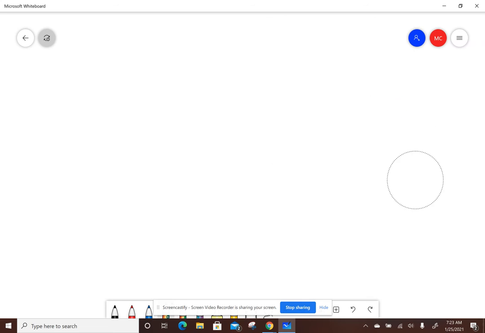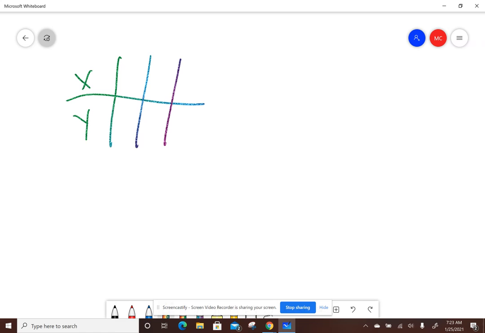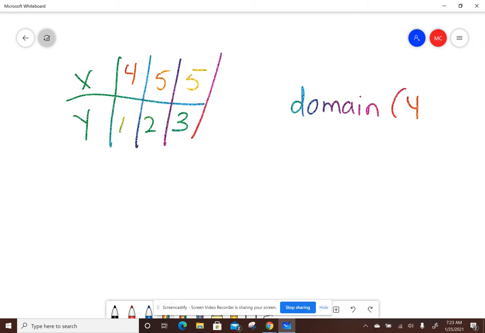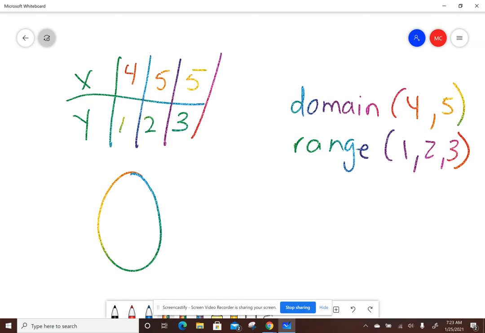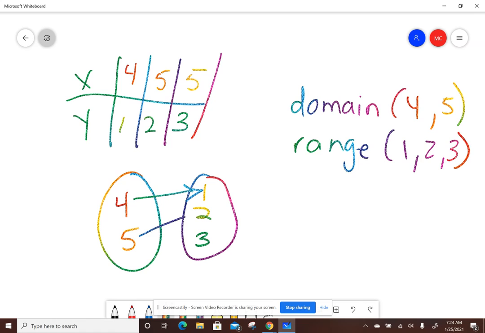So for the next one, here is your input-output table. I have 4, 5, 5, and 1, 2, 3. So my domain is 4, 5. My range is 1, 2, 3. If I show this in mapping, I have 4, 5, 1, 2, 3. 4 maps to 1, 5 maps to 2, 5 maps to 3.